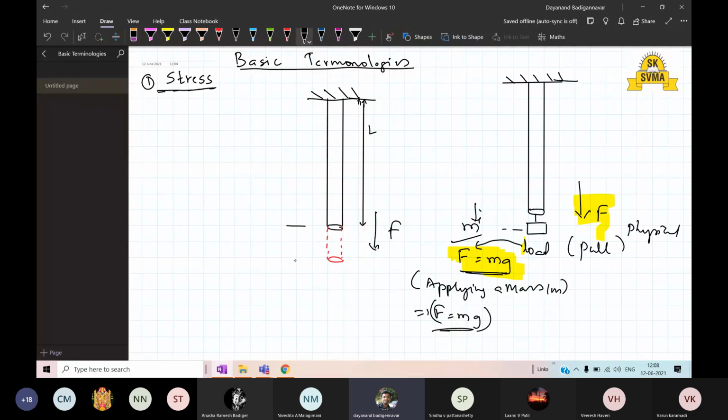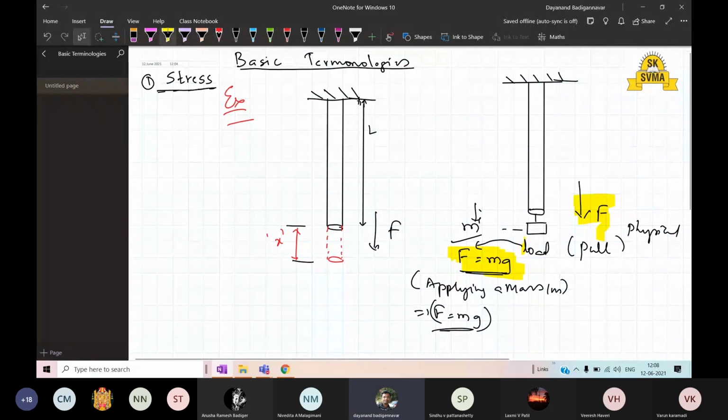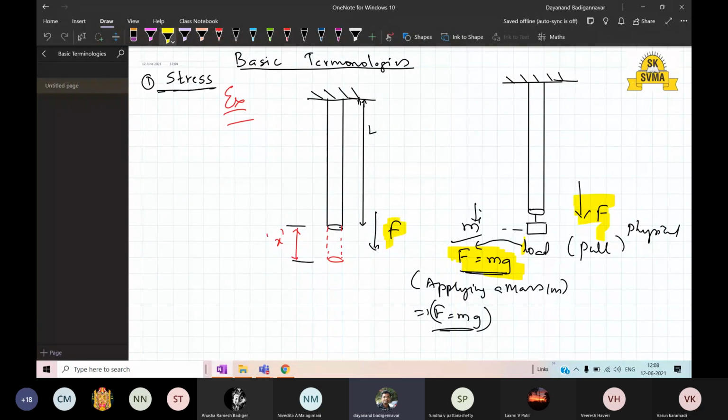How much is the deformation? This is the deformation. I will call it X. So there is a deformation, a change in dimension. You are getting the point. Here I have taken the example of a wire. This is the force that I have applied. Due to the applied force, there is a deformation.